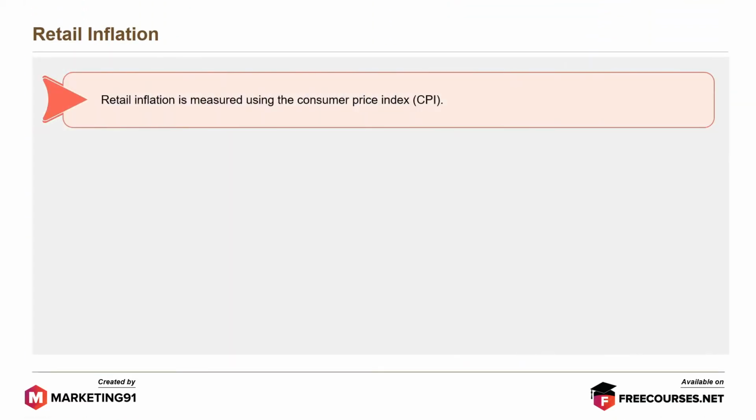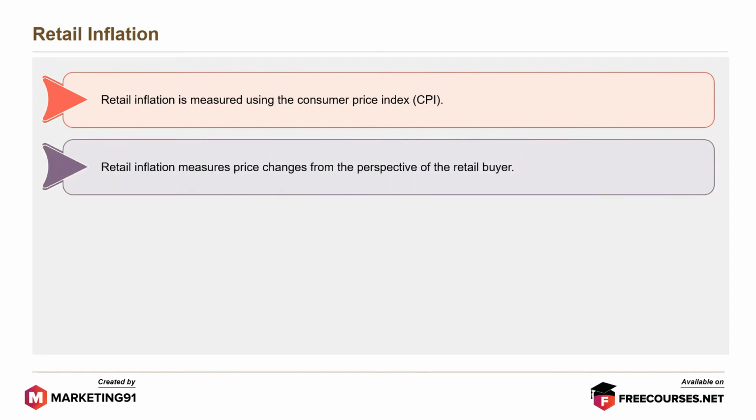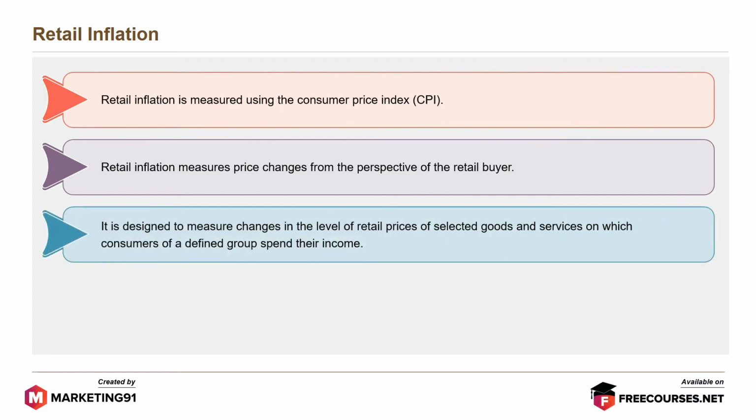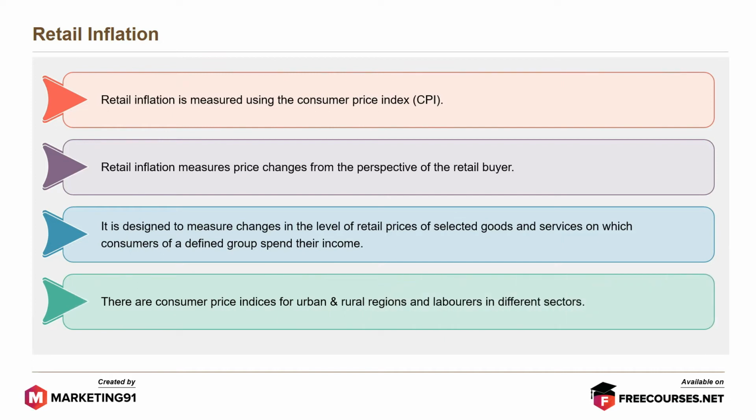Retail inflation is measured using the Consumer Price Index or CPI. Retail inflation measures price changes from the perspective of the retail buyer. It is designed to measure changes in the level of retail prices of selected goods and services on which consumers of a defined group spend their income. There are consumer price indices for urban and rural regions and laborers in different sectors.